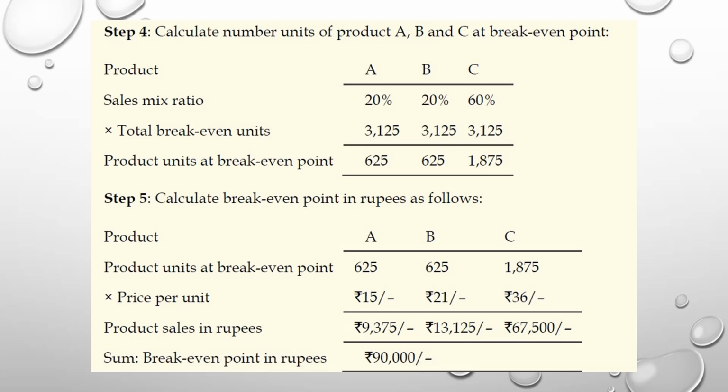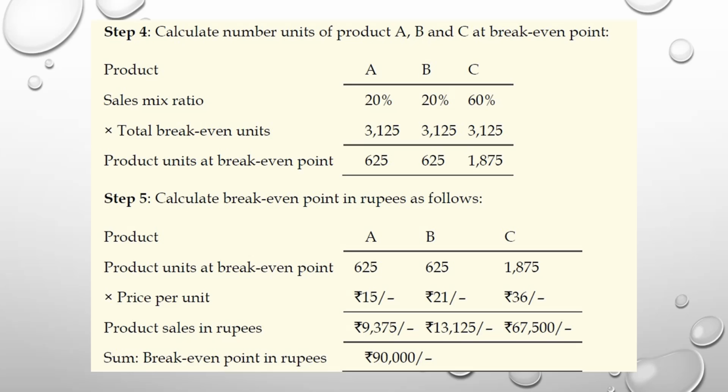Now we want to calculate the BEP in rupees. For that, we take the product-wise BEP, that is 625, 625, 1875, which we already calculated in step 4, and multiply with the selling price. The selling price is also given in the question. So A 625 into 15, B 625 into 21, C 1875 into 36. We got 9,375, 13,125 and 67,500. Now we have to total these three. We got the break-even point in rupees as 90,000 rupees.